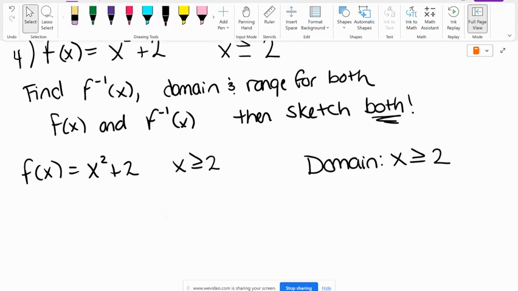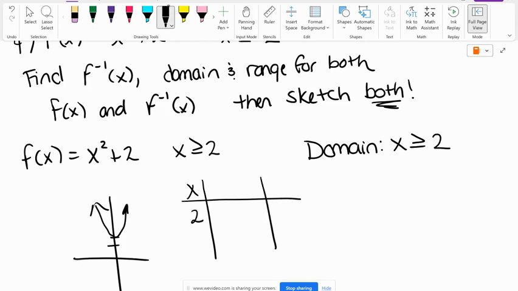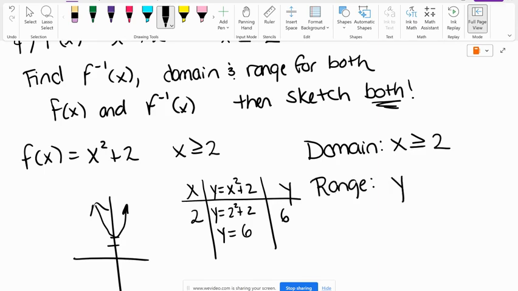Does that make sense? Do we all agree this is a parabola that went up, right? But we're restricted now. So I need to find out what happens when x is 2. What is my corresponding y going to be? Because it's saying x is greater than or equal to 2, we know it just keeps going up forever. So once I find y at 2, I know it's just going to keep going up from that point. y equals x squared plus 2, right? So y is equal to 2 squared plus 2. What is y equal to? 6. So what is our range going to be? y has to be greater than or equal to 6.